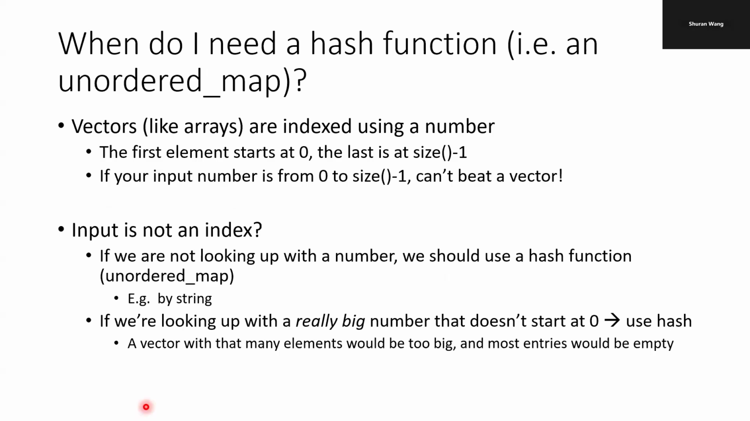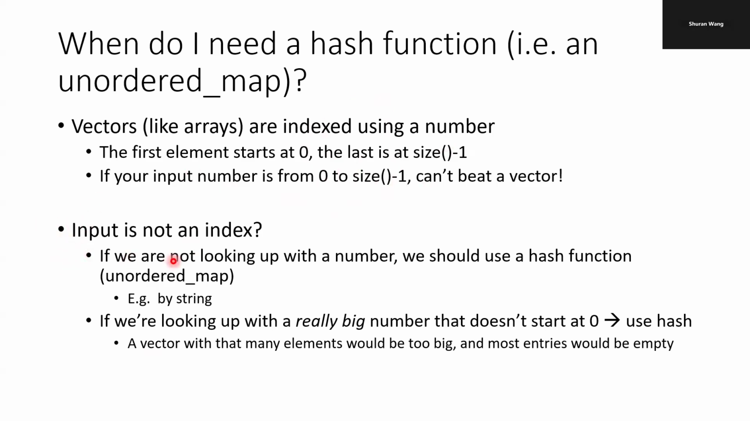So in this case, vectors are indexed using a number, and if your input number is a continuous range from 0 to size - 1, nothing can beat a vector. So in this case, we choose the vector because we are indexed using the intersection index.